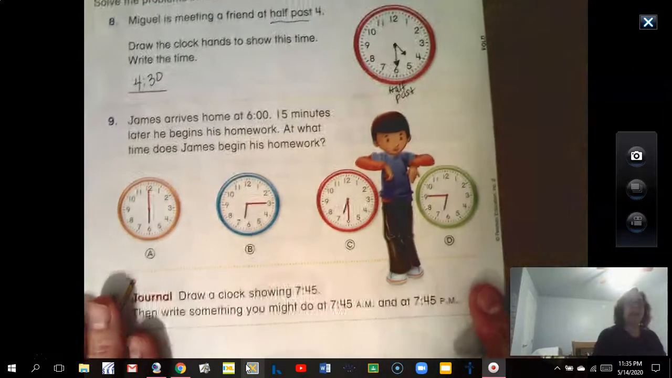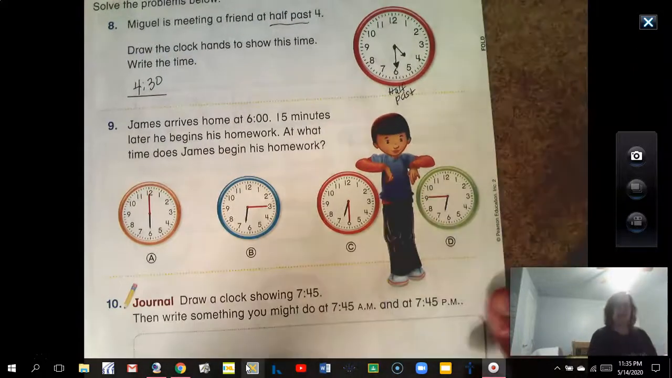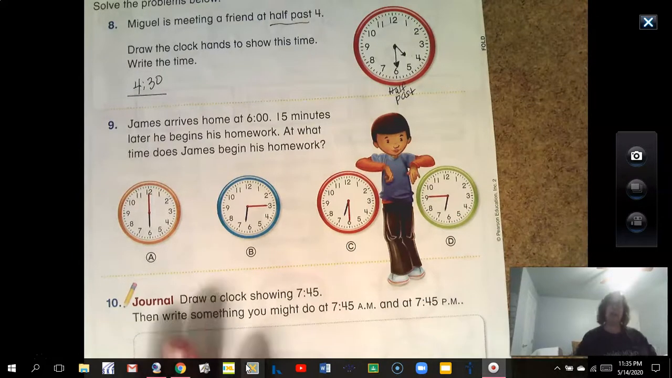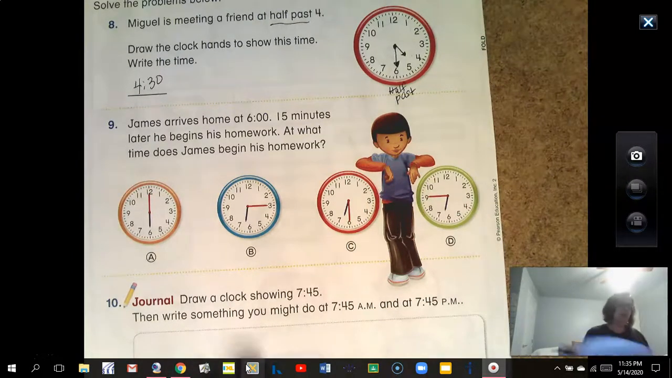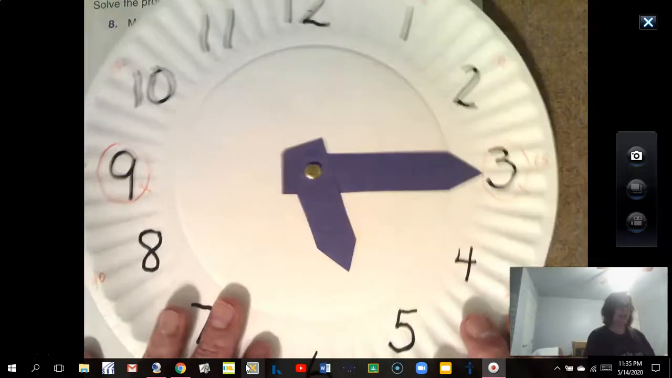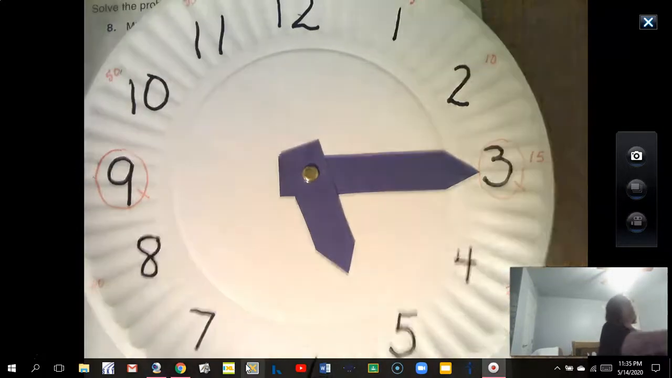Number 9. James arrives at home at 6. 15 minutes later, he begins his homework. At what time does James begin his homework? So get your little clock out, and everyone put 6 o'clock on your clock. Okay, take a second and put 6 o'clock on there.